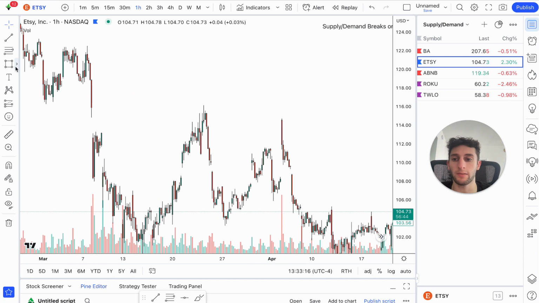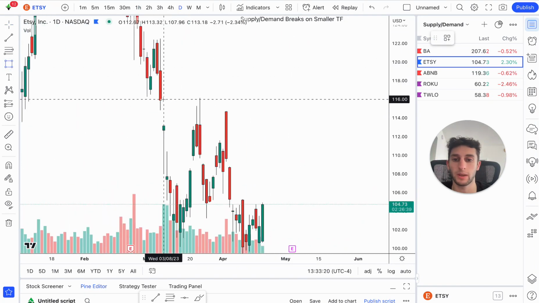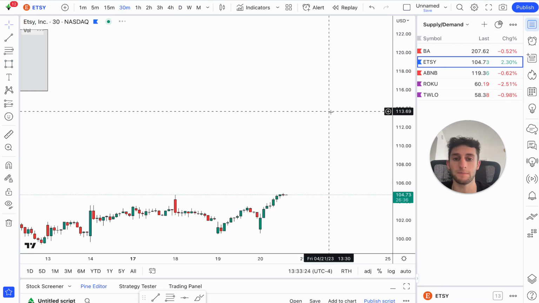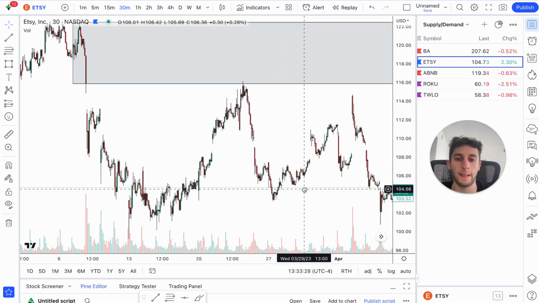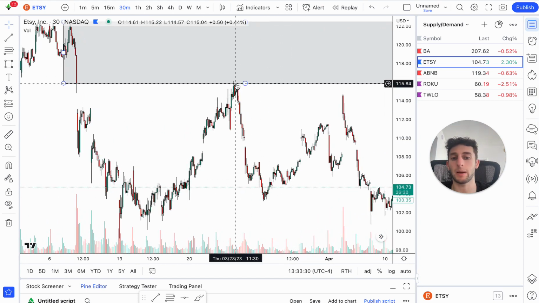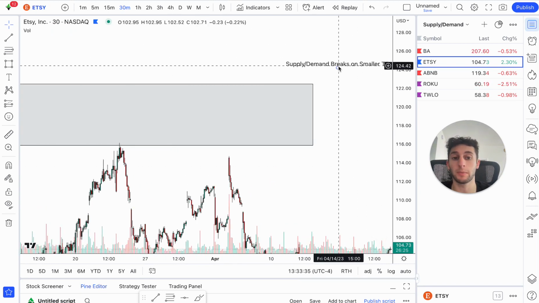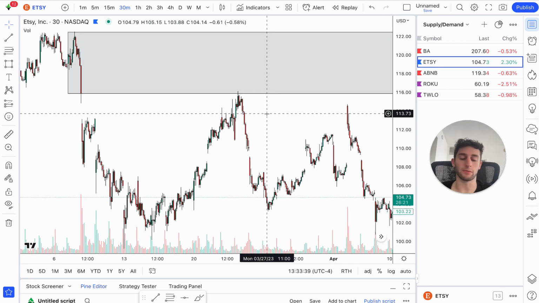All right, so we have this daily supply zone over here, right? If I draw this gap fill from right here, it's a pretty big zone, but you can see that we have a very strong reaction from it, okay? Now, after I see this happen, right, the confirmation I want to use is supply demand break on a smaller time frame. So let's break that down for a second, right?